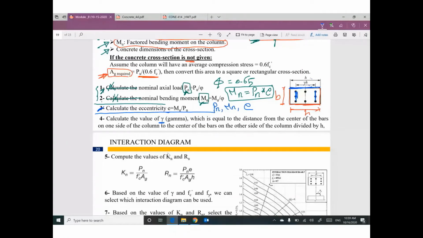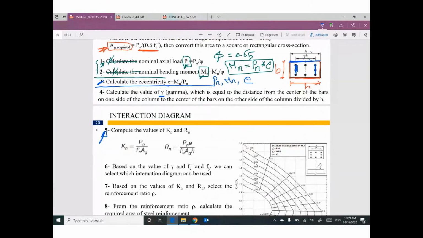Fifth step, we need to get these expressions, the value of Kn and the value of Rn. Kn equals Pn divided by f'c times area gross. Area gross, the total cross section of the column, b times h. Rn equals Pn times e divided by f'c times area gross times h. h, the larger dimension of the column.